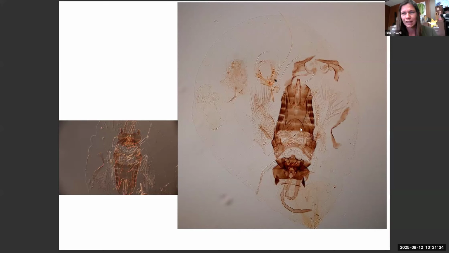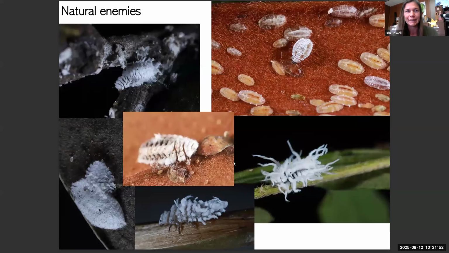And this is a wasp that's actually developing inside of her and would have emerged if everyone had survived. And what's really cool is we also have a first instar crawler that had hatched inside of her as well. So we have both a baby and a wasp mounted inside of that adult female, which is pretty neat. So other examples of natural enemies may be coccinellid or ladybug larvae.